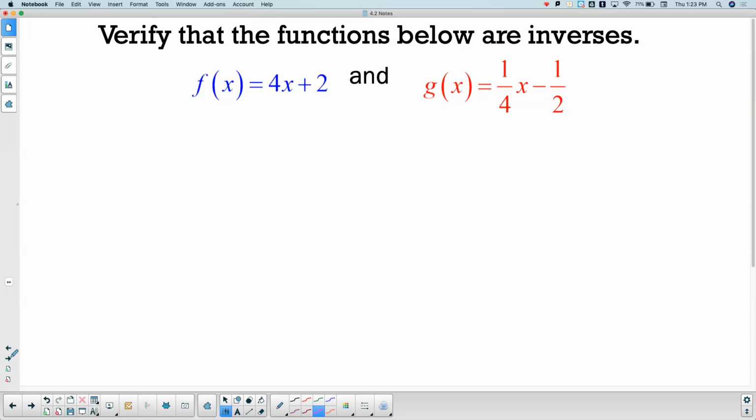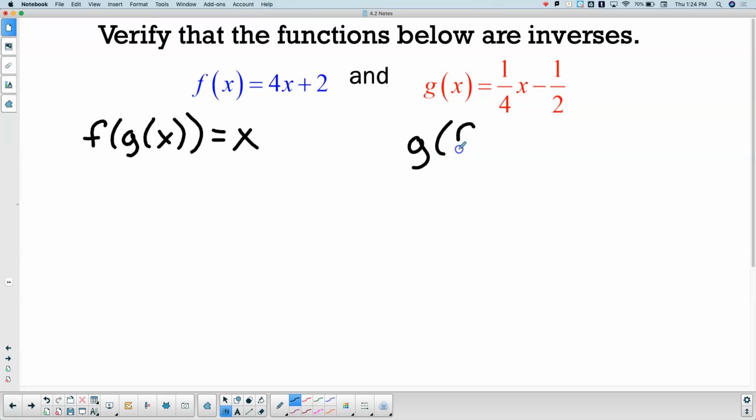So it says verify, and verify is the same thing as proof. So I need to use the composition property. I need to say that f of g of x is equal to x, and I need to say that g of f of x is equal to x. I need to show both of those things. G is going to be red, F is going to be blue.